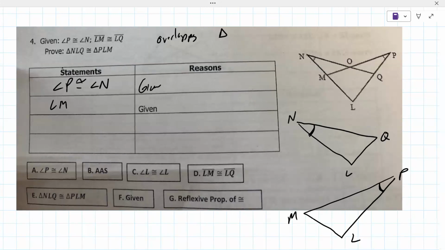The second one's kind of like, well, okay. LM congruent to LQ. Oops, wrong triangle. LM congruent to LQ. All right. Now, typically in an overlapping triangle problem, you have to go back to the original to figure out what's overlapping. And it's either sides or angles that are overlapping.